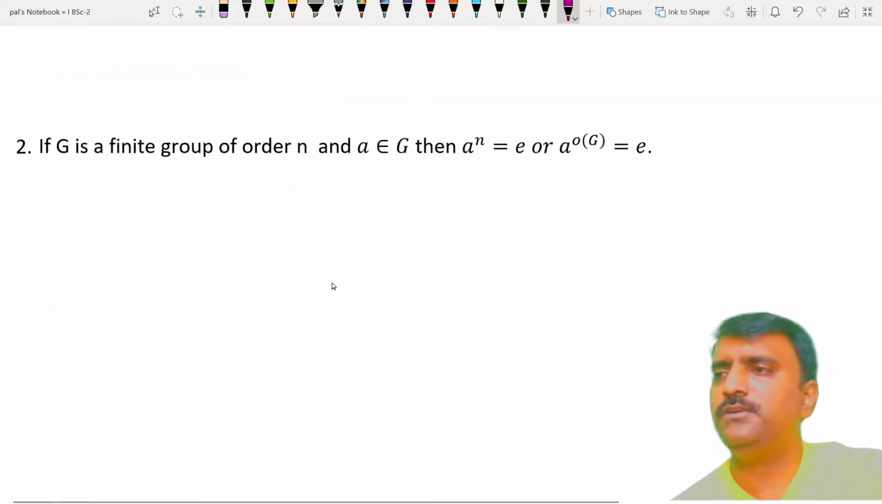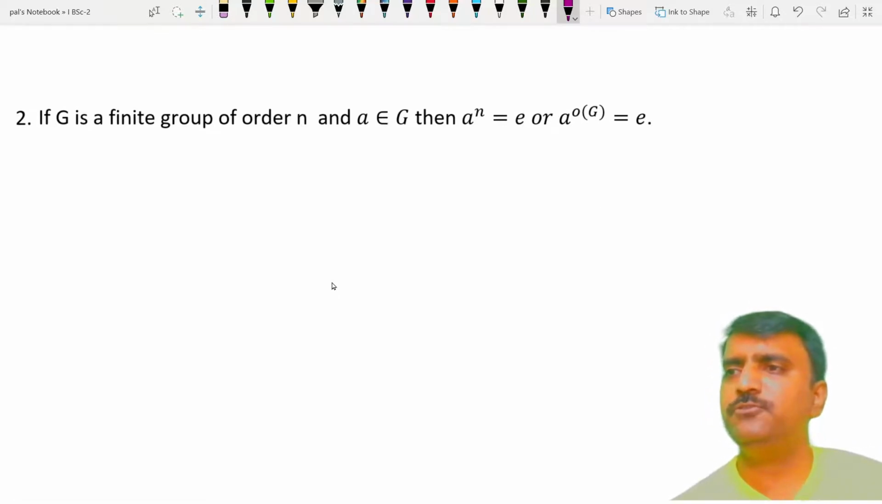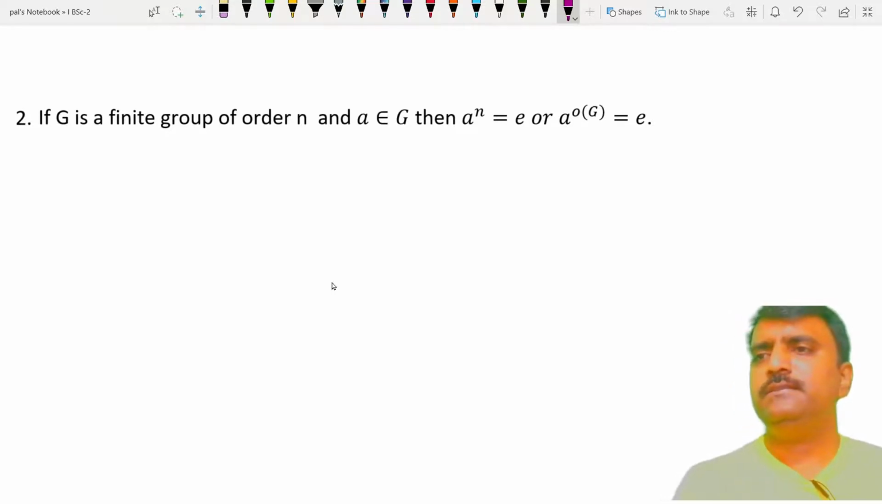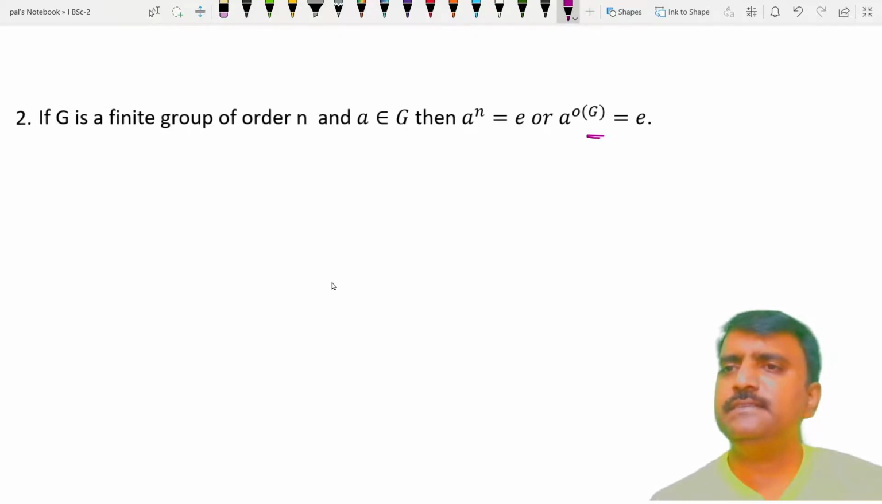One more consequence is, if G is a finite group of order n and A is an element of G, then A to the n is equal to E, or A to the order of G is equal to E. We have to show this one. So if A is any element of G, then A to the power of n is definitely E.